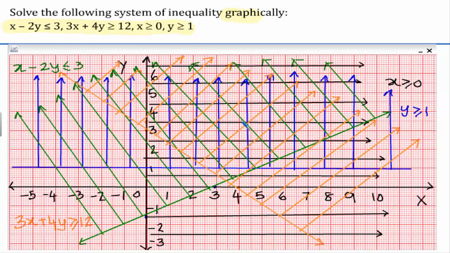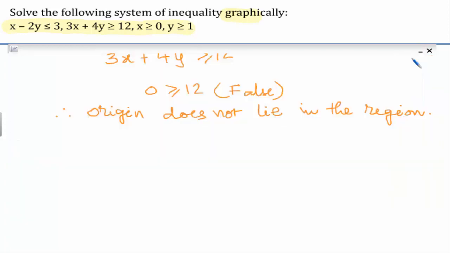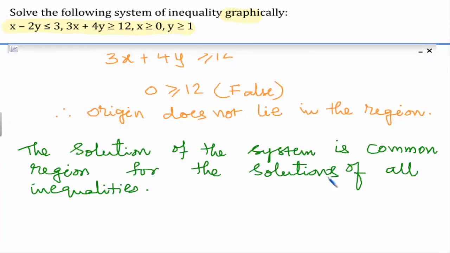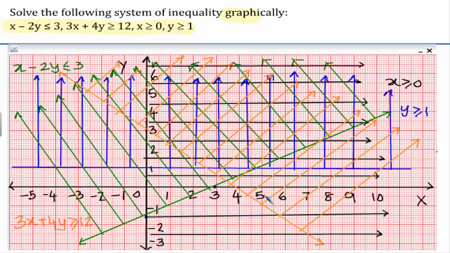Now the solution of the system is the common area where all the 4 solutions are present. So the solution of the system is the common region for the solutions of all the inequalities. It is very difficult to locate here because this is an open solution.